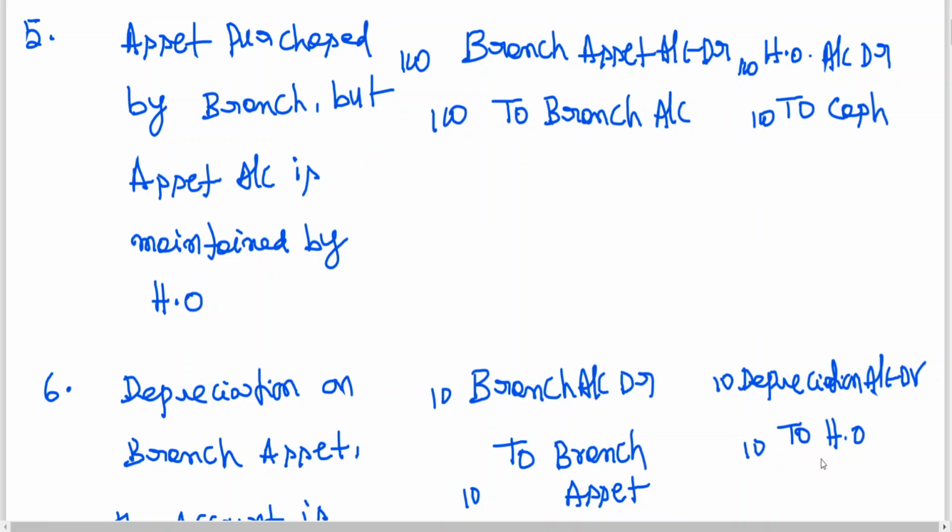You created a head office. When you created a head office, what happened? The amount due from head office will come down to 90. Of course, the depreciation is a loss. This will be transferred to which account? Branch P&L account.